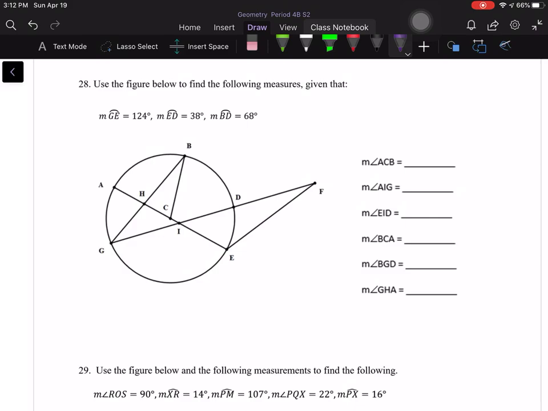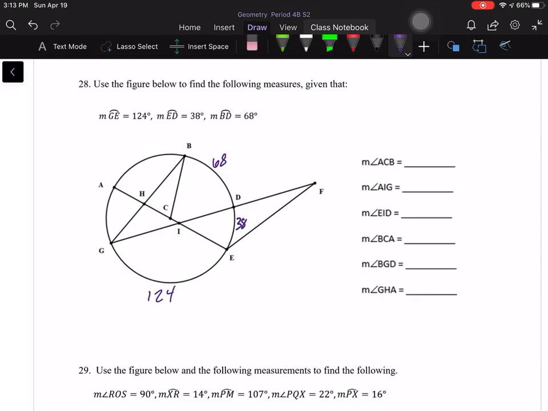So GE, so that's arc GE is 124. Okay. Arc ED is 38. So ED is 38. Arc BD is 68. And that's all they give me.